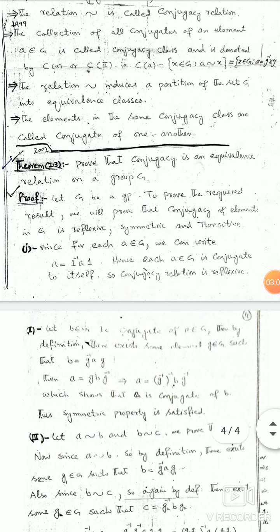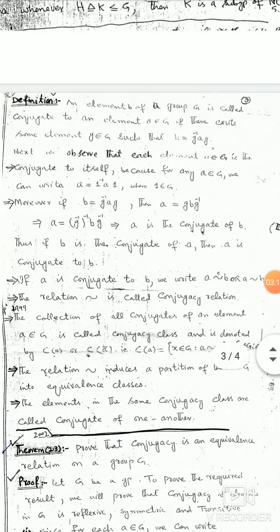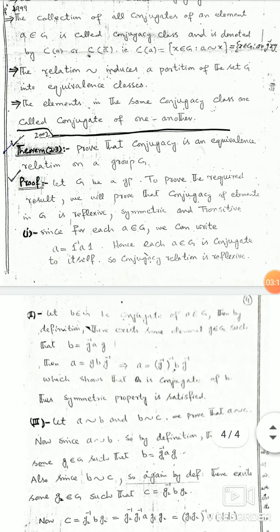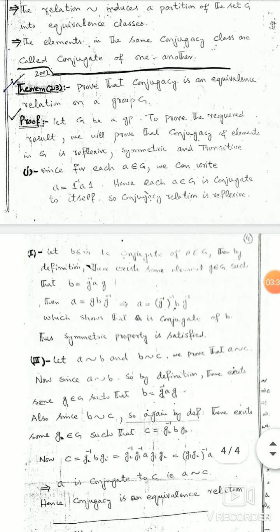We have the next theorem: prove that conjugacy is an equivalence relation on a group G. Proof. Now let G be a group. To prove the required result, we will prove that conjugacy of elements in G is reflexive, symmetric and transitive. For each a belonging to G, we can write a is equal to 1 inverse a 1, hence each a belonging to G is conjugate to itself, so conjugacy is reflexive.